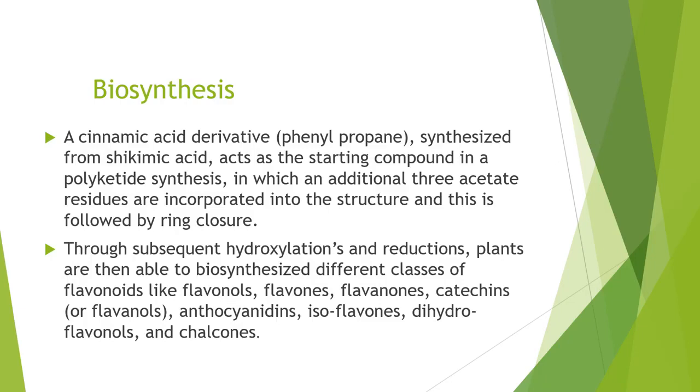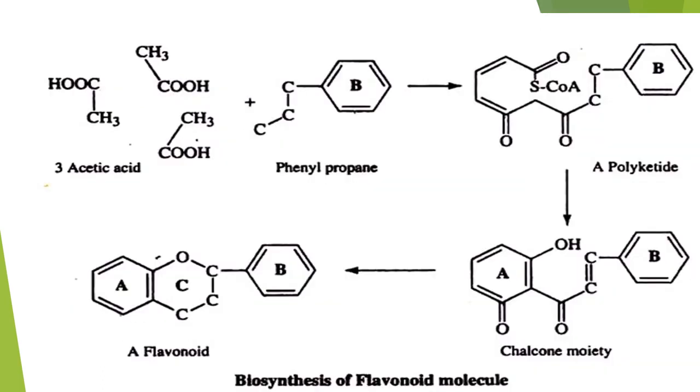by using the different enzymes, the plant is then able to biosynthesize different classes of flavonoids like flavonols, flavones, flavanones, catechins, and all polyphenolic compounds like tannins and anthocyanins, isoflavones, dihydroflavones, and chalcones, and even tannins. All these polyphenolic compounds are formed through this subsequent hydroxylation and reduction, by using different steps and involving different enzymes. So this is the phenyl propane.